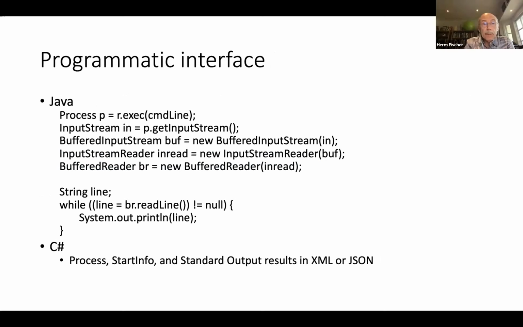So the Java and C# interfaces are pretty simple. In Java, it's a process call and then some coding to read the results in any one of the structured formats and the equivalent features in C#.